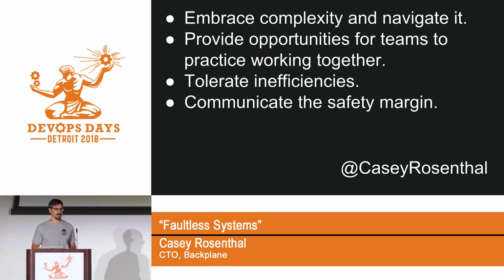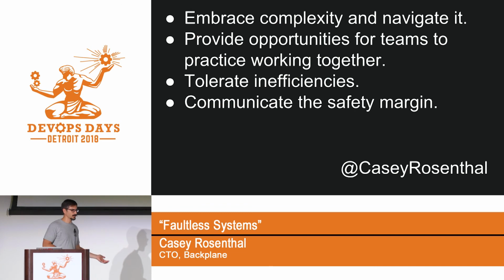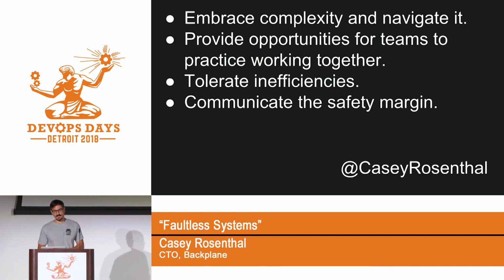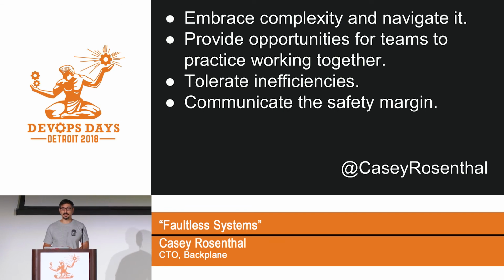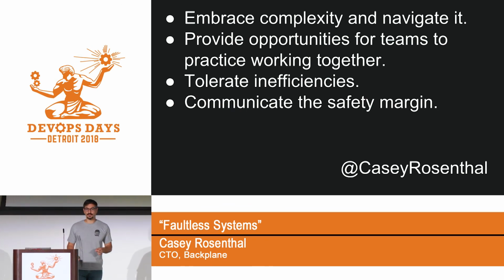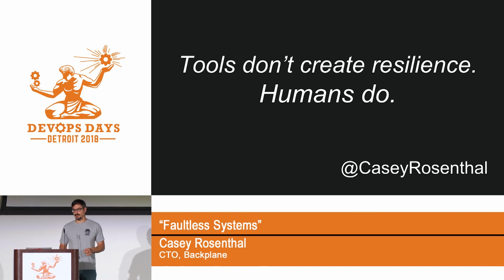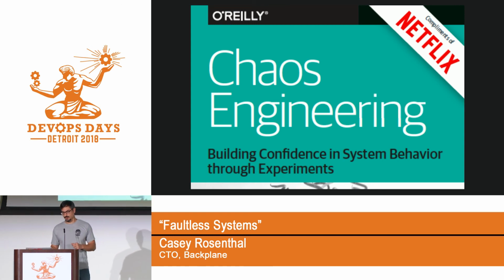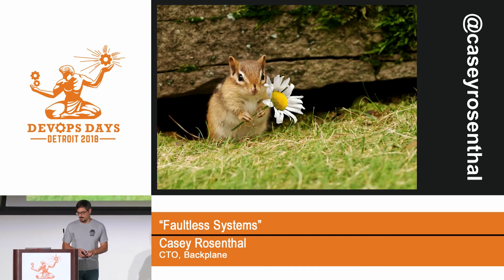And communicate the safety margin. Chaos engineering is one way to do that. Maybe there are others. But I think for software engineers in particular, chaos engineering is a very appealing way to do that. And communicating the safety margin will give you a better intuition of how to go about optimizing for things during your day. Tools don't create resilience. People do. There's a book on this. And if there's any time, I'll take questions.